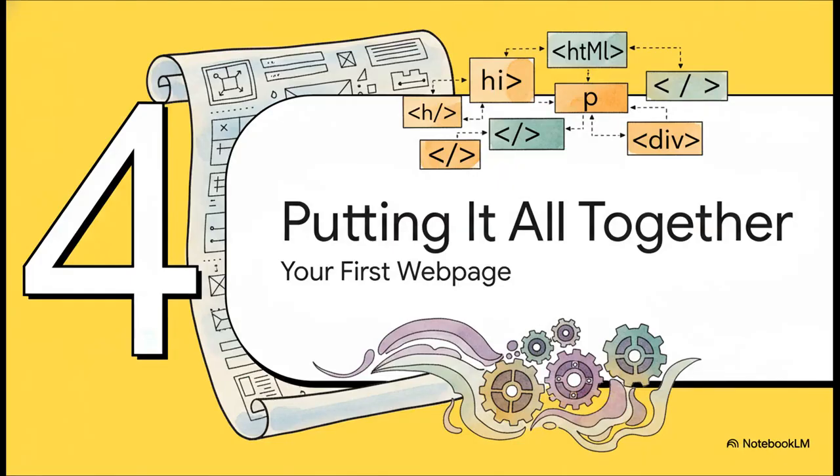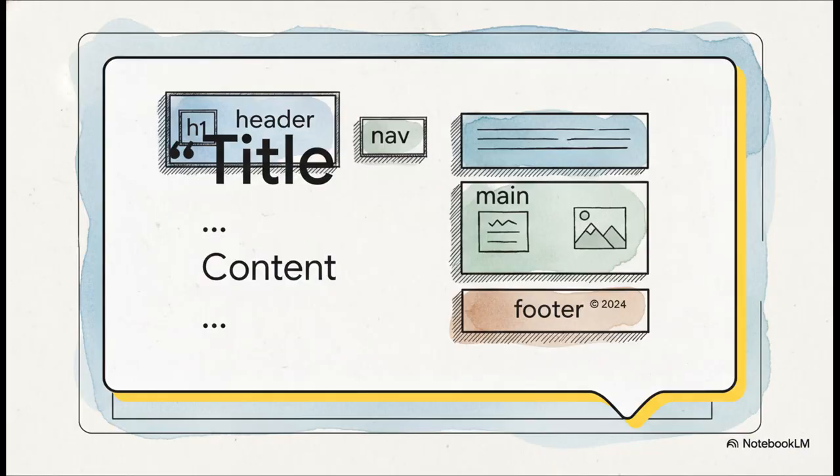All right, this is the moment we've been building up to. It's time to put all the pieces together. We're going to take our blueprint, our content tags, and our new understanding of semantic structure, and we're going to build our first complete web page. And here is our finished product. Take a look. We've got our semantic tags creating a beautiful structure.